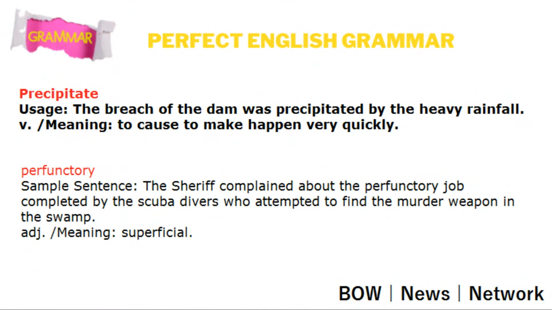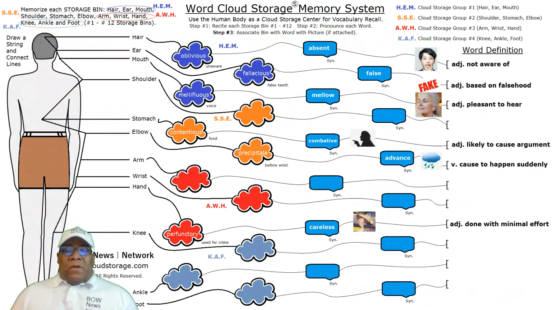So our next one is precipitate. Precipitate. The breach of the dam was precipitated by the heavy rainfall. Verb meaning to cause, to make happen very quickly. So if we actually see here on our word cloud storage, precipitate was assigned to the elbow group because we thought that was going to be the most appropriate storage bin on the human body to assign it to, because the elbow actually comes before the arm and the wrist and the hand.